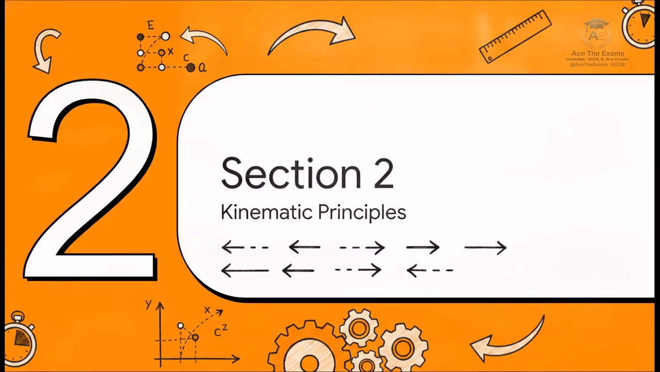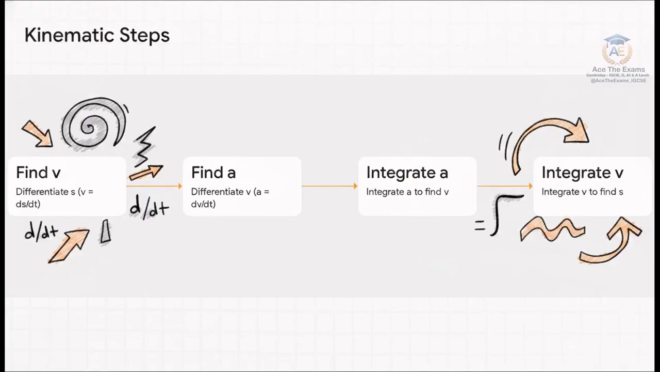Moving right along to section 2, kinematic core principles. Now, by visualizing these abstract formulas, you can finally stop just memorizing and start actually reading the physics of the problem. And that is exactly what the Cambridge Assessment Framework demands. So here's your step-by-step procedure. When you need to move forward from displacement to velocity, you differentiate s with respect to time, so v equals ds by dt.